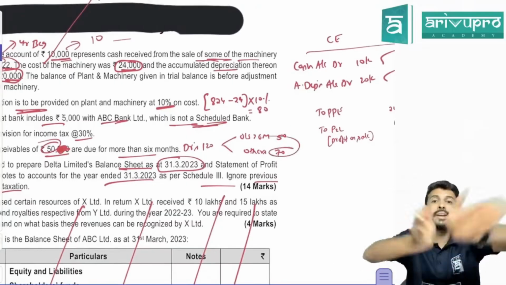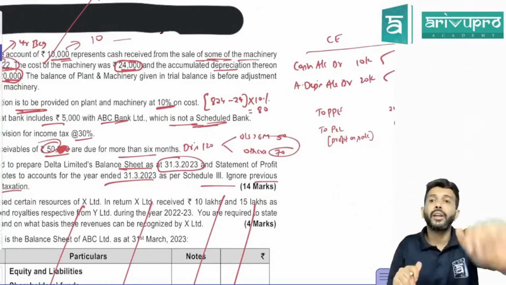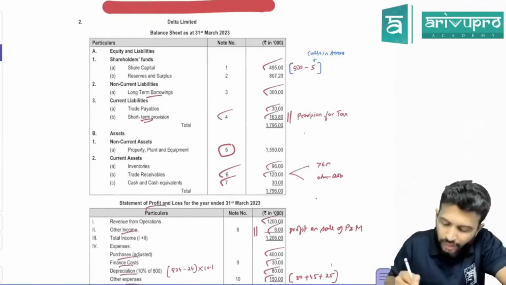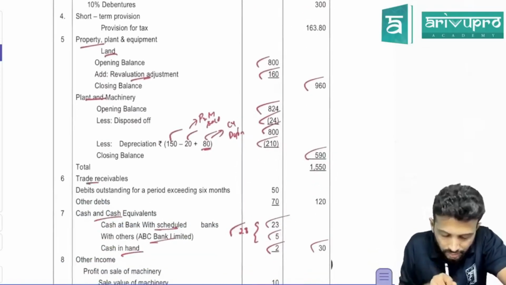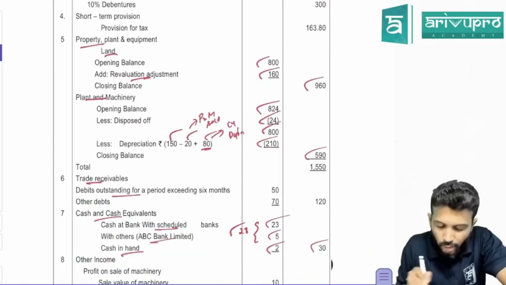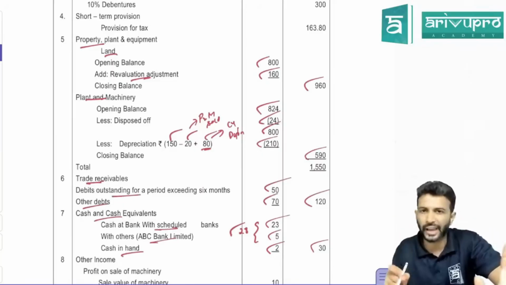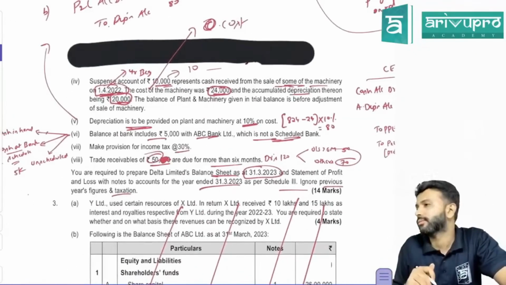So for debtors also you need to give the same disclosure. How much debt is outstanding for more than 6 months and other debt. Check, have they prepared any note for debtors? Yeah, they prepared note number 6. In note number 6, have they given this 6 months outstanding wala check? In trade receivables, they said debts outstanding for more than 6 months, 50. Other debts is 70. Total debtor is still 120. This is just a disclosure, no calculation. Okay, anything else? That's all.